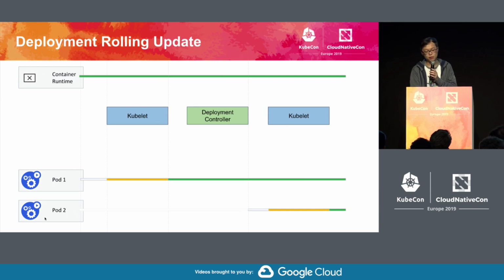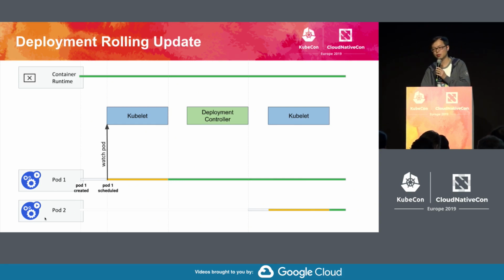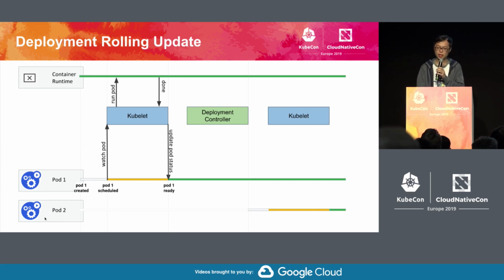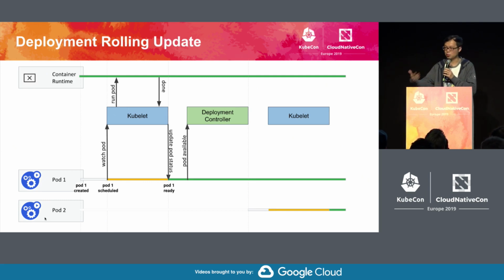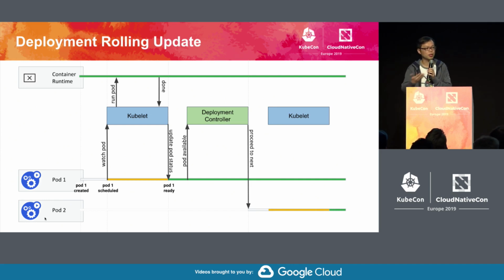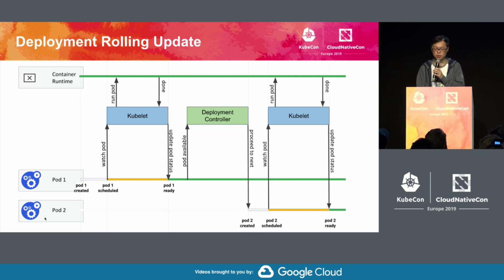Here's a typical workflow of the rolling update. Pod 1 gets created, and pod 1 gets scheduled, and kubelet watches the pod that is scheduled on its own node. Kubelet starts the pod onto the container runtime, and the container runtime reports success. Then kubelet says the pod is ready. When the pod becomes ready, the deployment controller observes the pod readiness via the replica set, and makes a decision based on the deployment spec and the rollout strategy whether it should proceed to the next pod. In this case, pod 1 is ready, so it proceeds to pod 2, and pod 2 goes through the same cycle. As you can see, pod readiness is a core signal for deployment decision making.